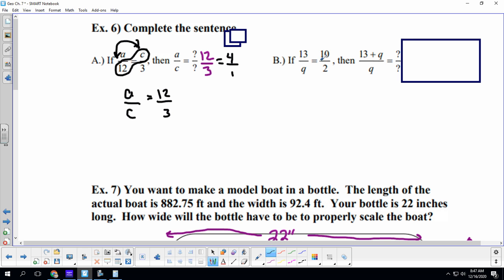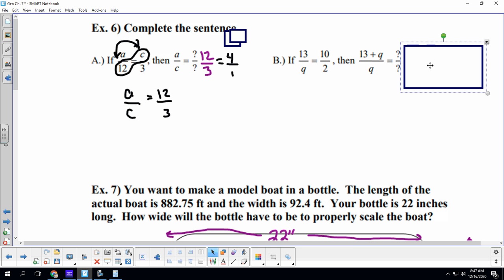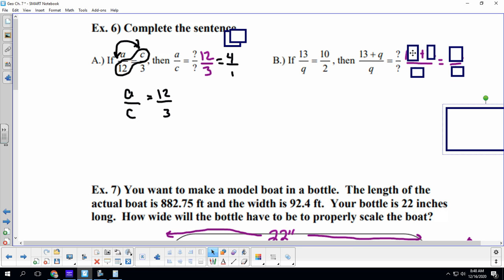All right, let's finish this. 13 over Q equals 10 over 2. 13 plus Q over Q equals what over what? So let's go ahead and use the property. We're going to take 10 and add 2 to it. So here's our 10. Add 2. Bottom stays 2. What's 10 plus 2? 12.